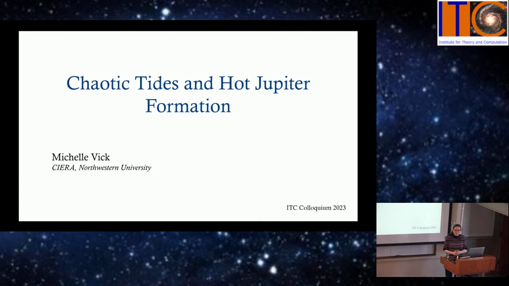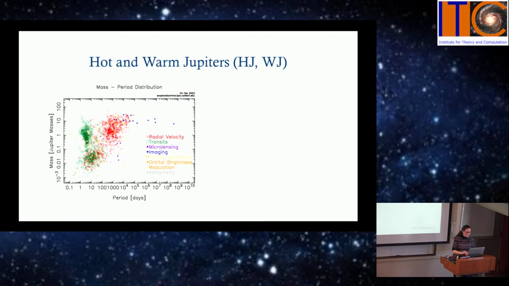Thank you, Morgan. Thank you so much for having me here to talk about chaotic tides. So as Morgan referenced, I've worked on a variety of different types of astrophysical systems, from coalescing neutron star binaries to pre-common envelope systems. So if anyone wants to talk about those kinds of things later, I'm happy to discuss as well. But for the sake of telling a coherent story, I'll focus today on chaotic tides and hot Jupiter formation.